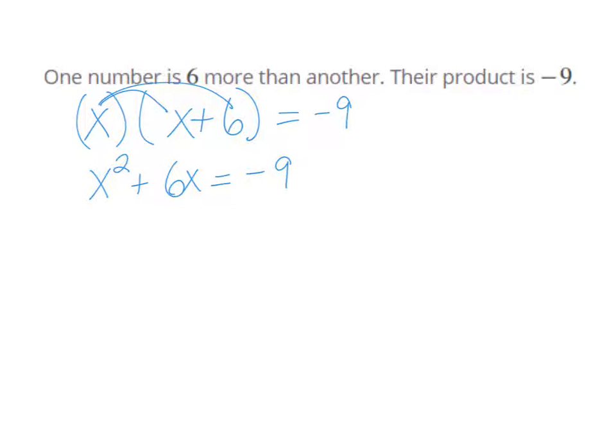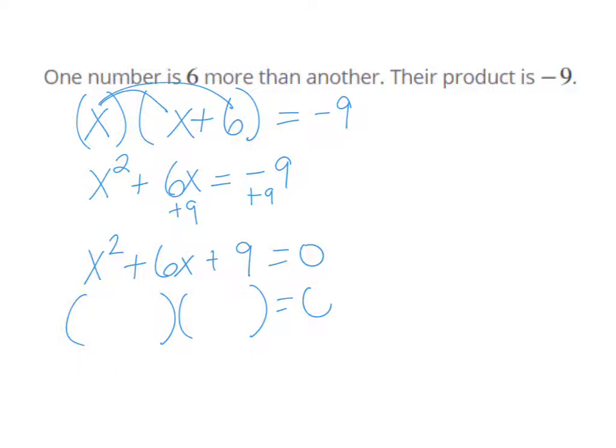And then again, once you have the parentheses gone, you want to bring everything over to the same side. So I'm going to add my 9. So I'm left with x squared plus 6x plus 9 equals 0. So now this is way easier to factor. I'm looking for numbers that multiply to 9. Notice that it's a positive 9, so my signs will have to both be the same. I want to multiply to 9 and add up to 6. All right, that'd be a 3 and a 3.